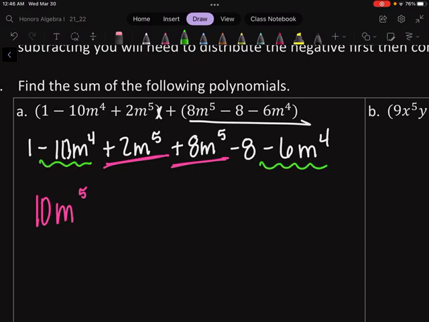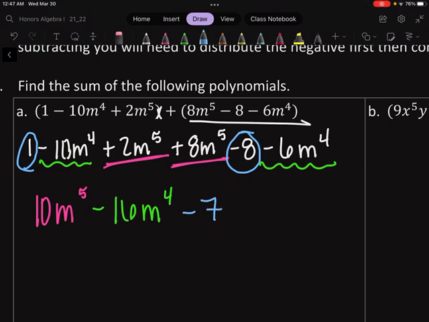So this would be good to have your colors with you. That is negative 16m to the 4th, because that's negative 10 minus 6. Do I have an m to the 3rd? No. M to the 2nd? No. But I do have a constant. Oh, I don't have a linear either. No m to the 1st. But I have this final constant here, 1 minus 8, which is negative 7. And that would be my final answer.